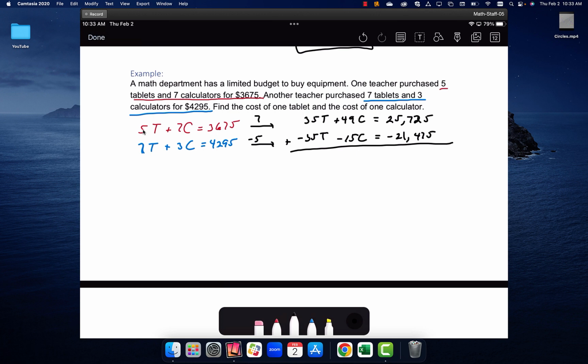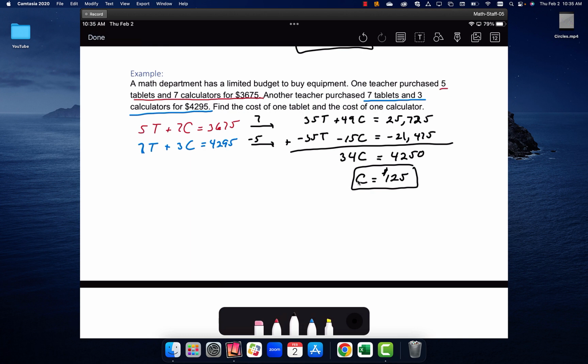And if we add the c's, we get 34c equals 25,725 minus 21,475 is 4250. Divide that by 34, and we get that c is equal to 125. That means each calculator costs $125. Now we just need to figure out what a tablet costs.